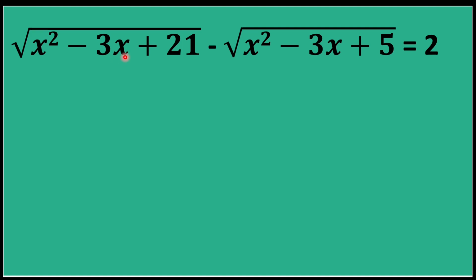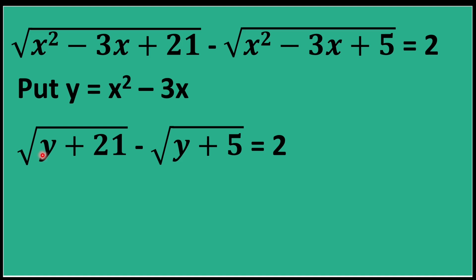If you look over here, this is x² minus 3x here and x² minus 3x here, which are common. So we will put y equal to x² minus 3x. After putting y equal to x² minus 3x, this equation will become square root of y plus 21 minus square root of y plus 5, which is equal to 2.